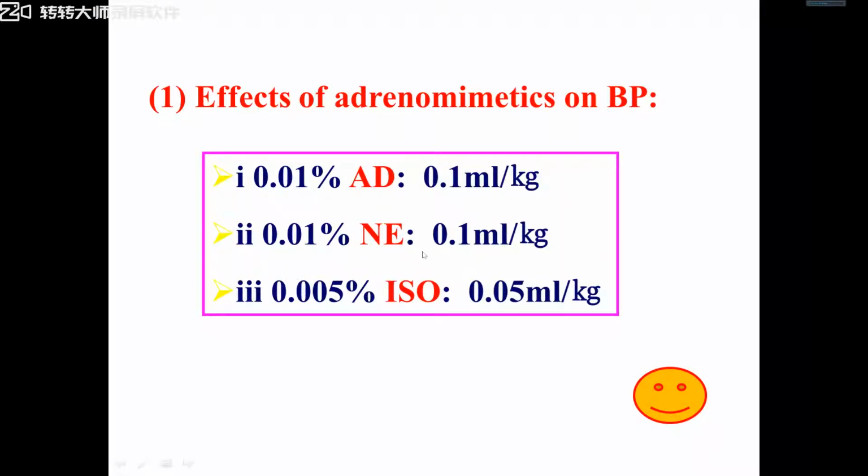Just now, we did the lab. We observed the effects of adrenomimetic drugs on blood pressure. We injected adrenaline and noradrenaline. Both of them can hugely increase the blood pressure. And we injected isoprenaline, but the blood pressure was unchanged or a little increased. Okay, let's continue the lab.